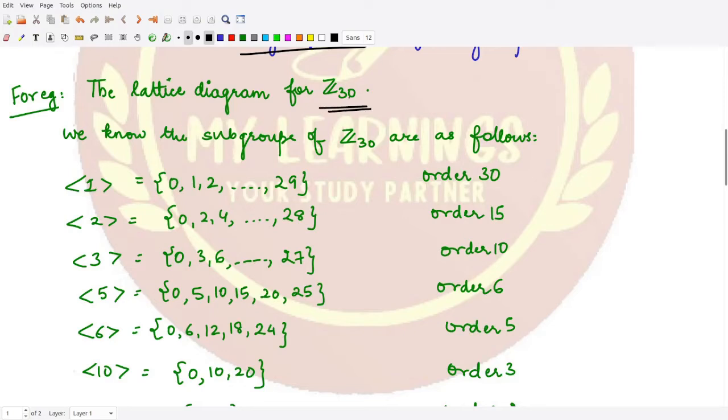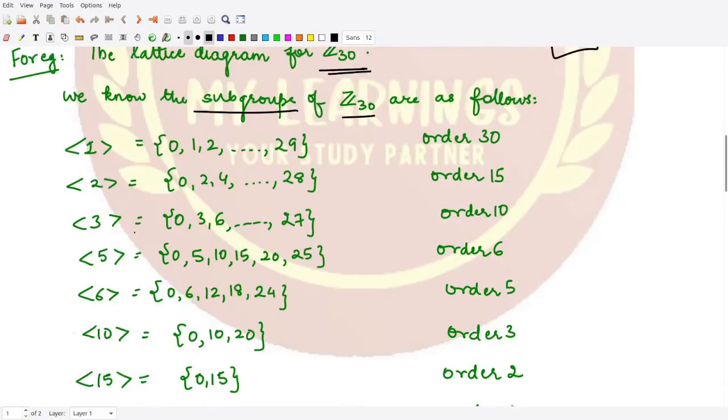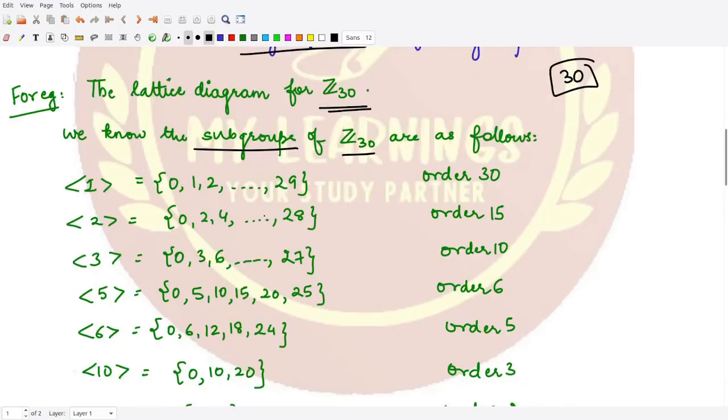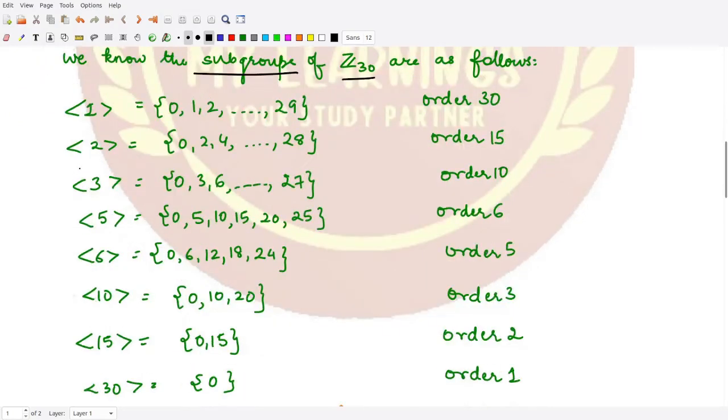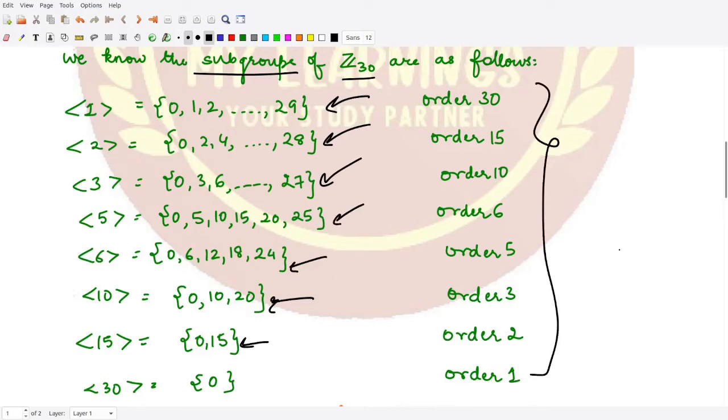For Z30, we know this is a finite cyclic group and we have calculated all the subgroups of Z30. They are obtained by writing down all the divisors of 30, which are 1, 2, 3, 5, 6, 10, 15 and 30, right? In total 8. So we already know the subgroups generated by 1, 2, 3, 5, 6, 10, 15, 30. They would all be obtained in this manner, with all these elements and orders, and we have studied this in detail in the previous video, right?